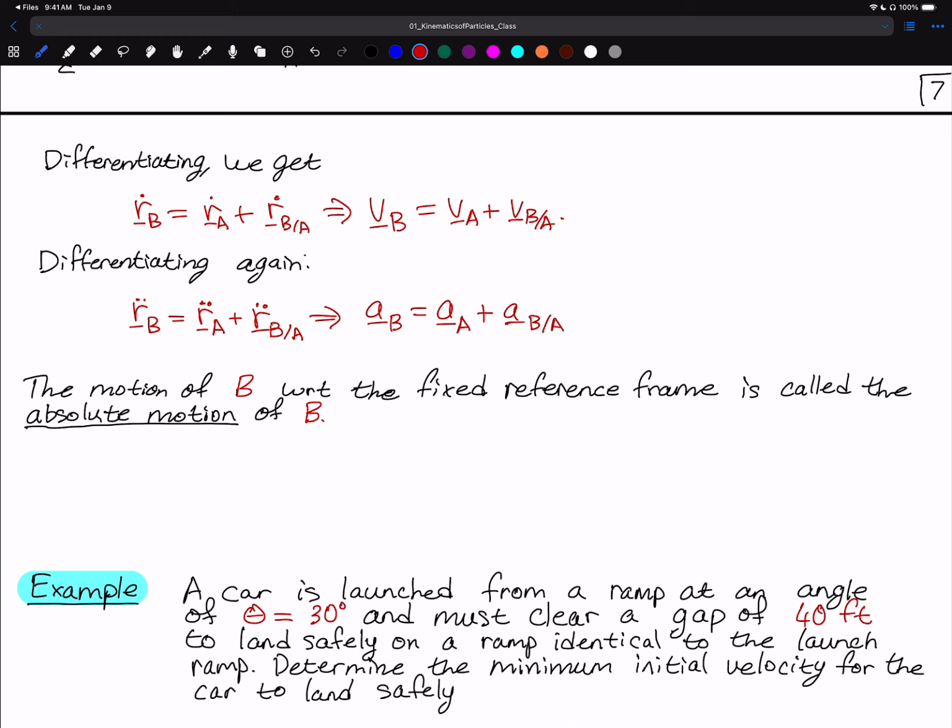Okay, we're now going to go and look at an example shown here. A car is launched from a ramp at an angle of theta equals 30 degrees and must clear a gap of 40 feet to land safely on a ramp identical to the launch ramp. Determine the minimum initial velocity for the car to land safely.